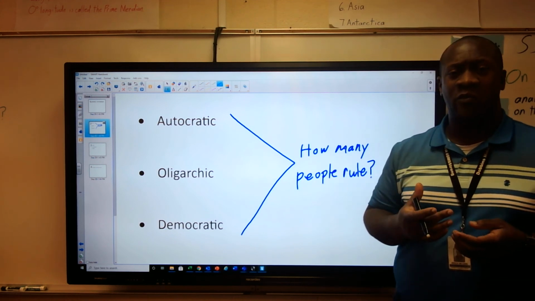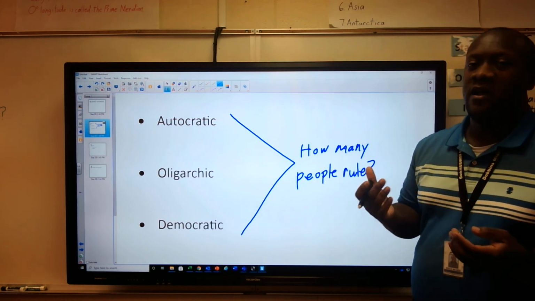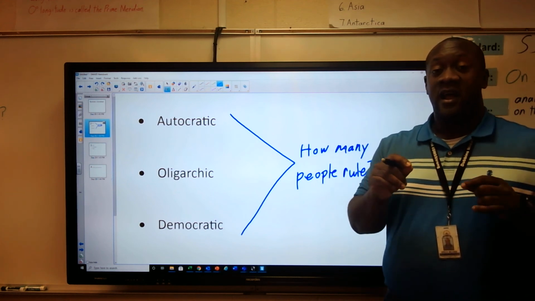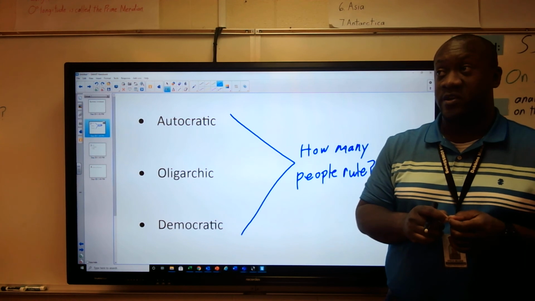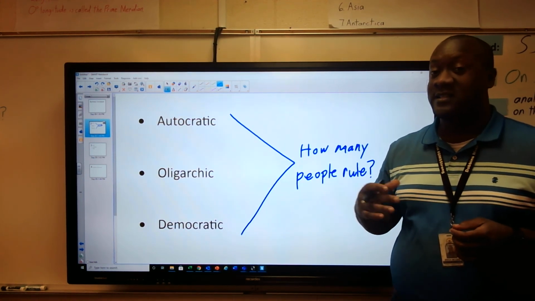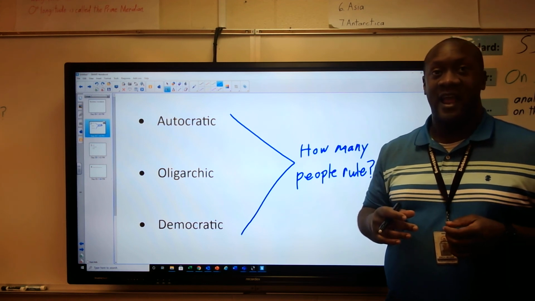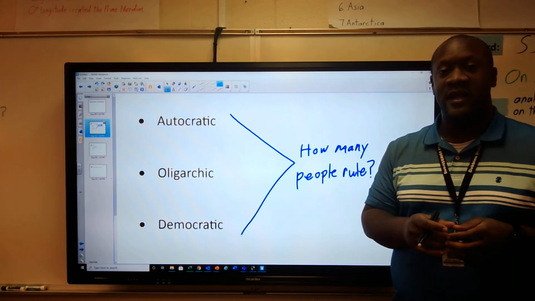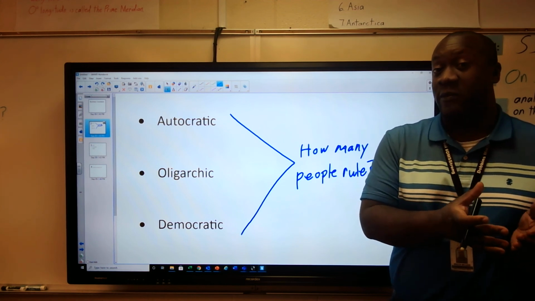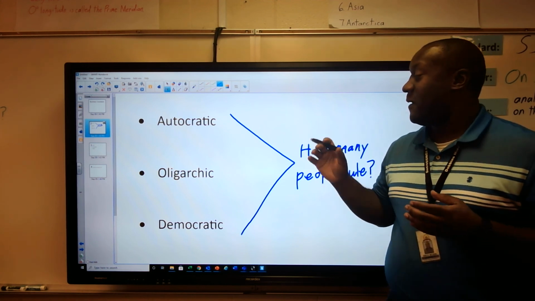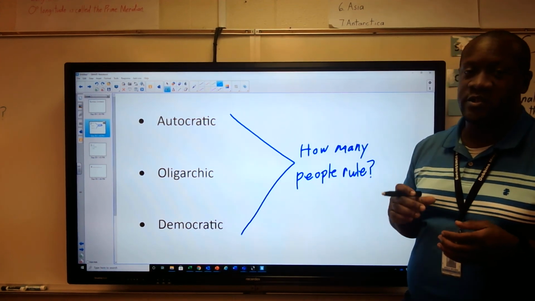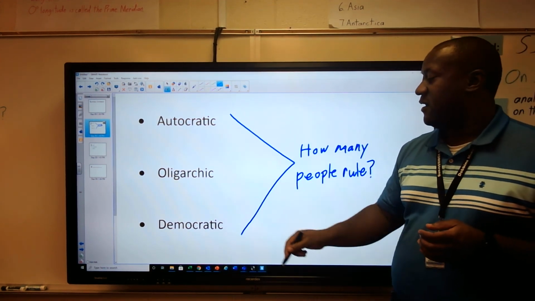But if you ask how many people rule in this theocratic government, if you're looking at Iran, you notice that Iran has a small group of religious leaders that have all the power. They can veto any laws that are passed. They can put new rules into place. They're actually responsible for who's even allowed to run for president in Iran. All right? That's ruled by a small group of people. So that's oligarchic. So oligarchic, ruled by a small group.